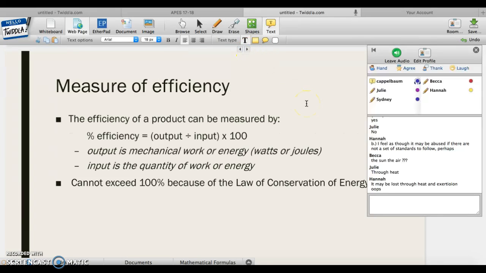All right, so how do we measure efficiency? So efficiency of a product can be measured by the output divided by the input times 100 to get that percentage. And we're going to practice this on the next slide. So output is the mechanical work or energy, usually measured in watts or joules, and then the input is the quality of work or energy, and it can't exceed 100% because you can't get more out than what you're already putting in.